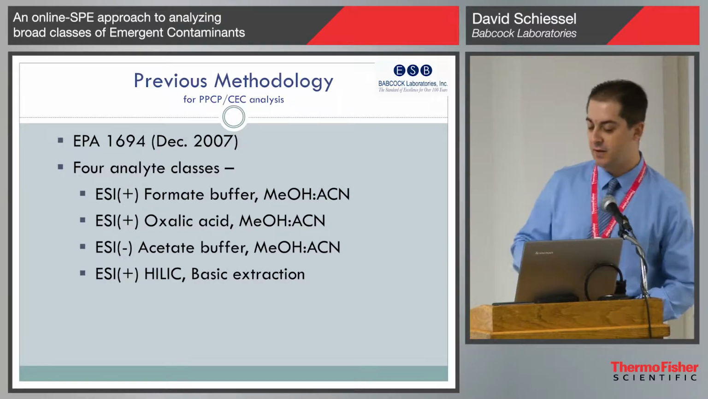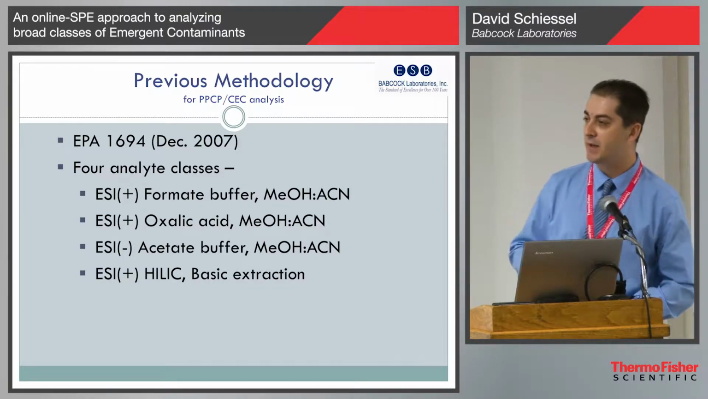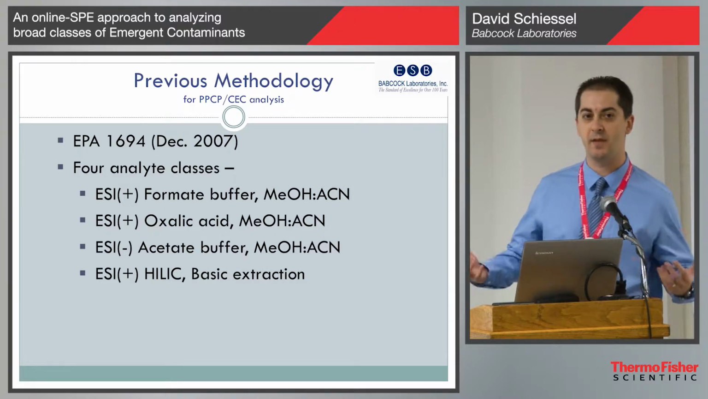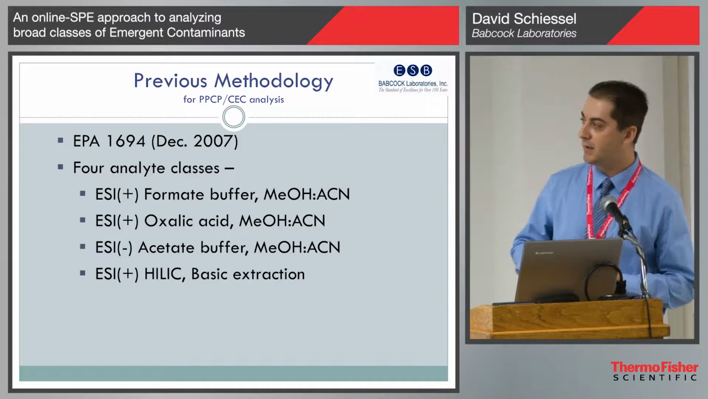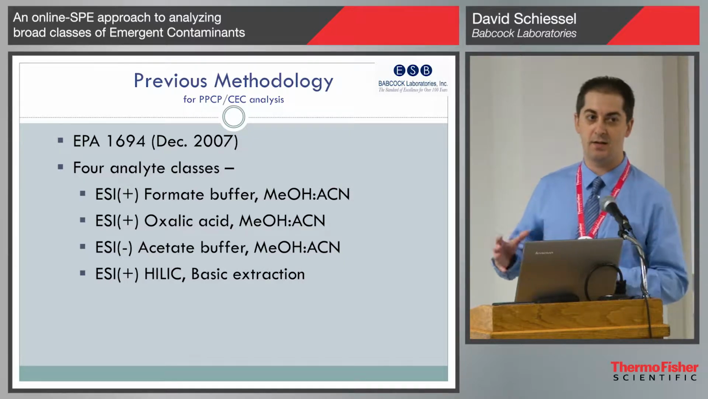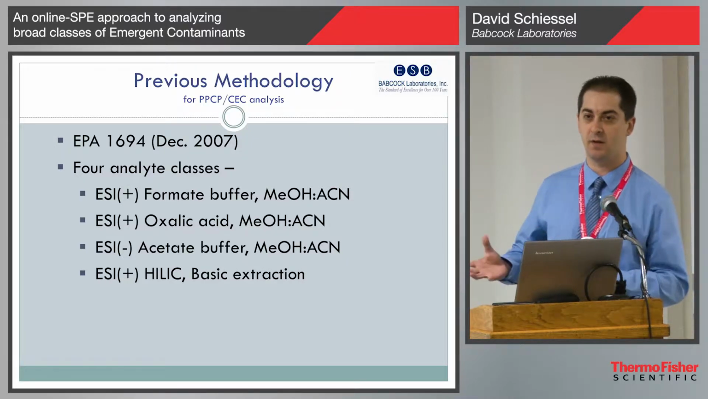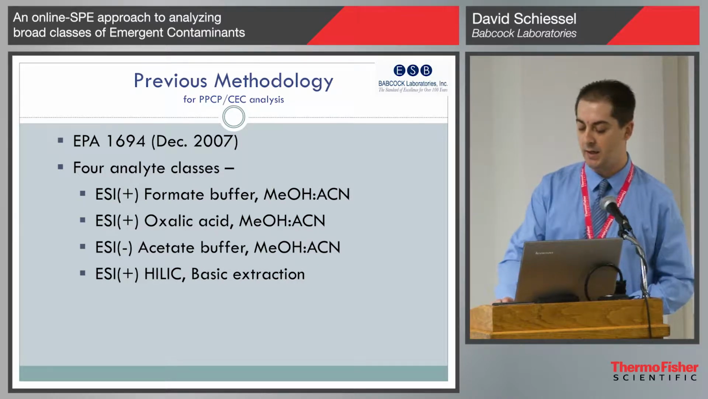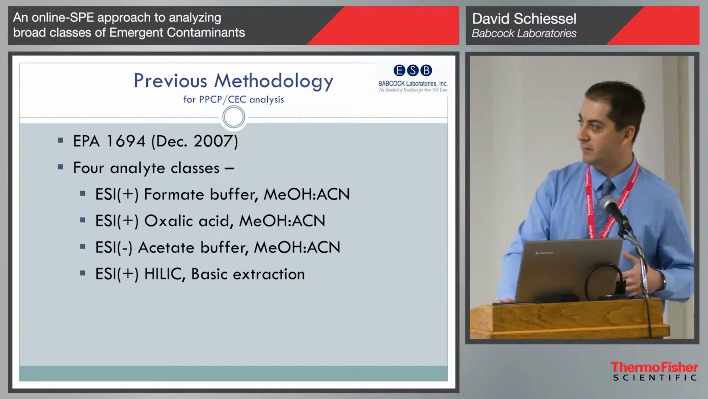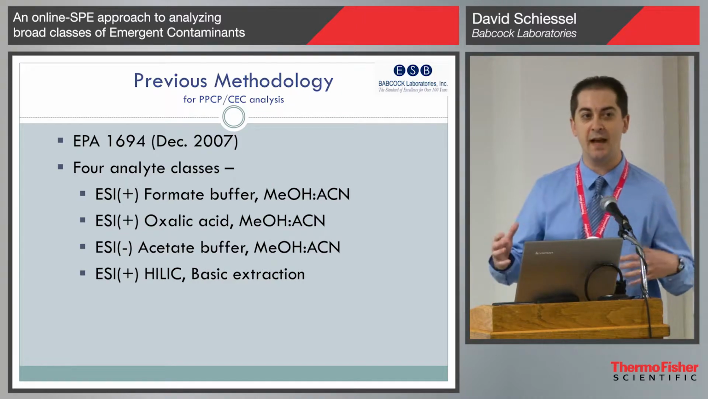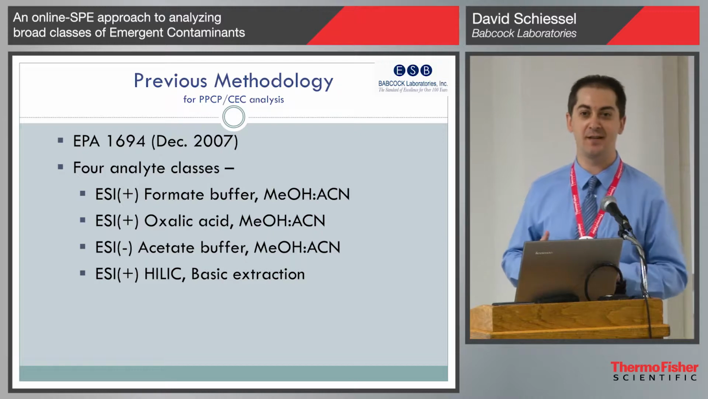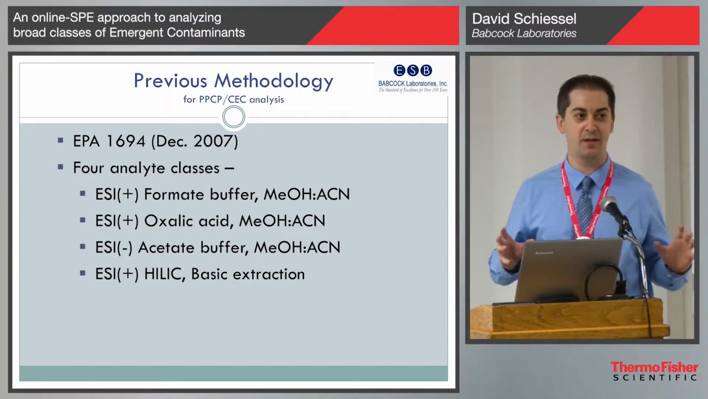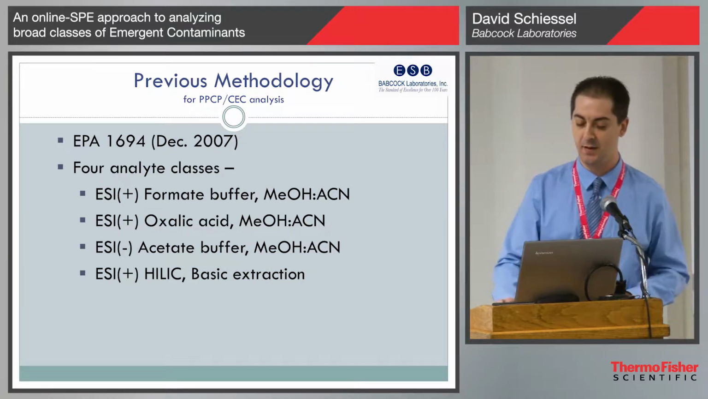So as most of you are familiar with, EPA 1694 was a general method for personal care products and pharmaceuticals. It had various different eluent conditions for different classes of compounds. And basically for a commercial lab, this is the enemy: we don't like to run things multiple ways. We like to find, sort of the Lord of the Rings, one method to rule them all.